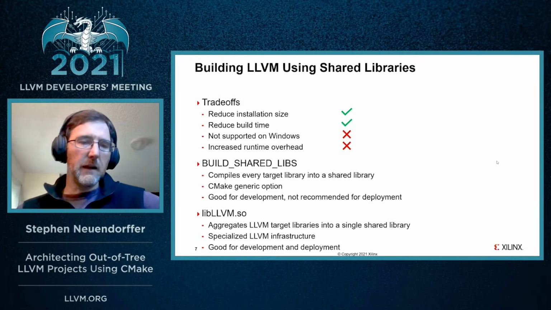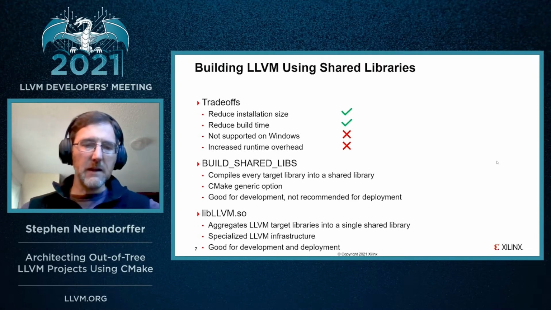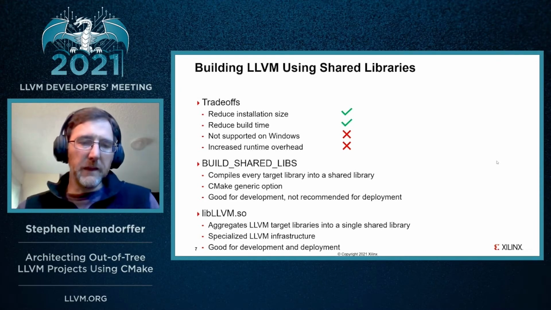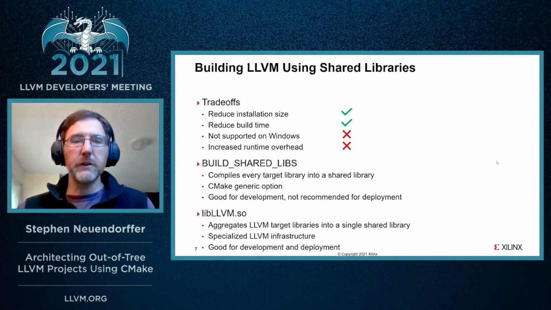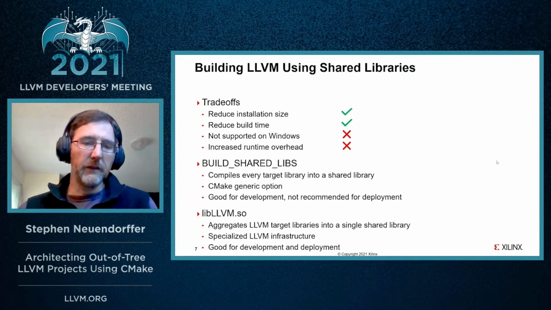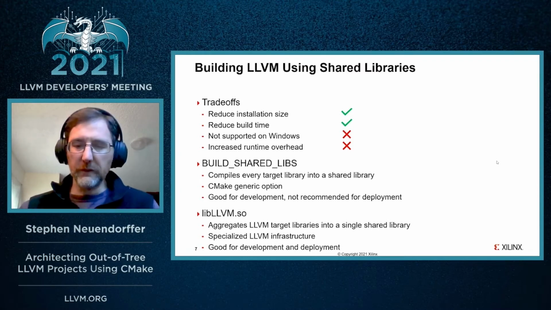On the other hand, the other option is to use LLVM.so. This is what we call an aggregate library. It aggregates a lot of the LLVM static libraries into a single large DLL that you can then link your project against. This is a little bit more complex because it requires some specialized LLVM infrastructure in CMake. But it is good for development and deployment. So it's very common to have a distribution that has LLVM.so and to allow you to link against that DLL.